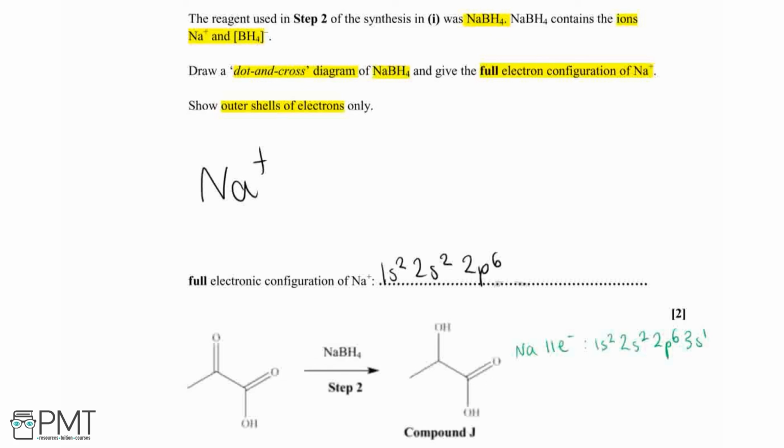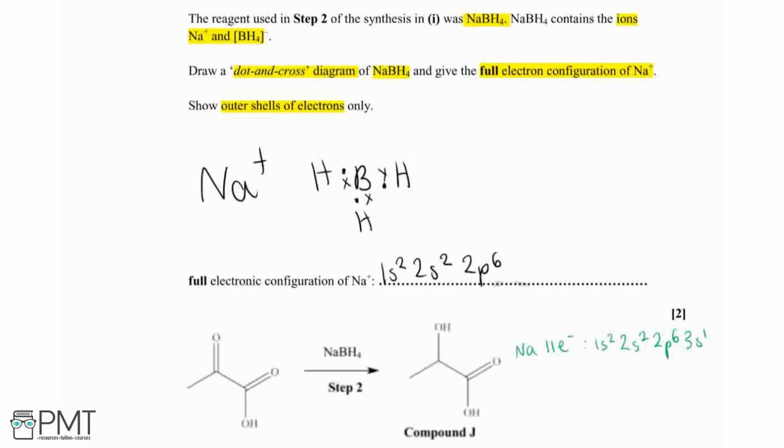So let's draw the rest of our dot and cross diagram now. We've got our boron, and boron is in group 3 of the periodic table. So that means that it's got 3 electrons in its outer shell. And this is going to form covalent bonds with 3 hydrogen atoms, like so.